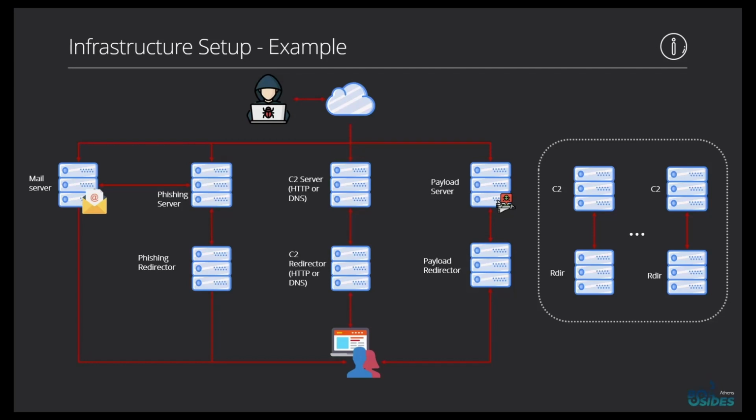So here we can see a full red teaming infrastructure example which can include multiple command and control servers with their redirectors. We have a mail server, a phishing server, which can host the phishing website, for example, a payload server, which can host our payloads to be downloaded, etc. All the servers shown here are under the control of the attacker, of course.